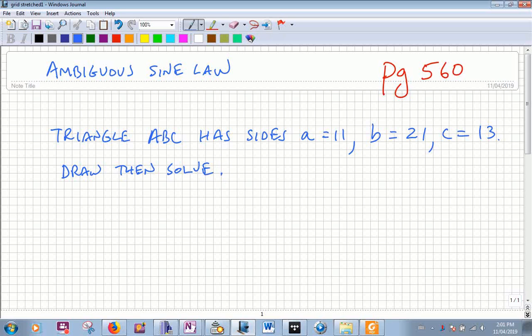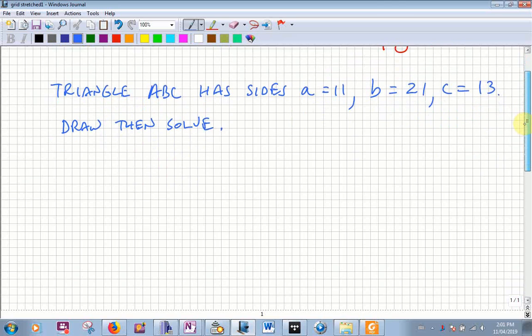So which angle would be the largest here? We all like B? Oh, such good learners.